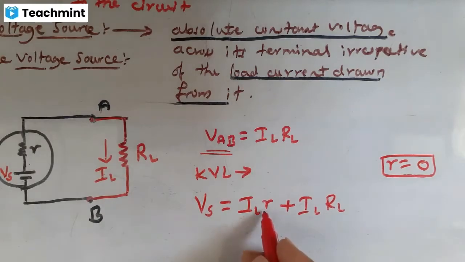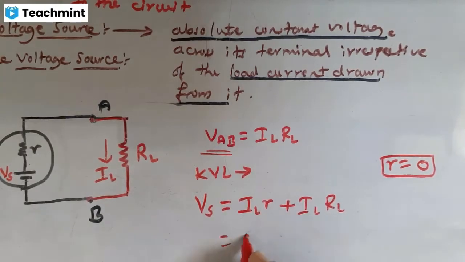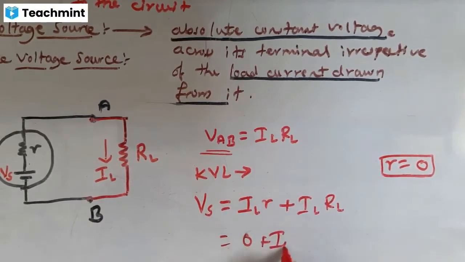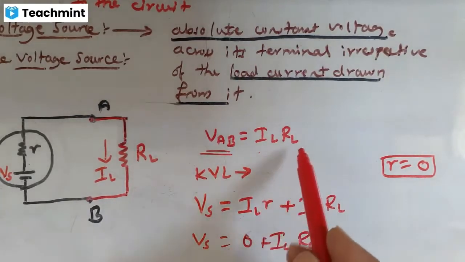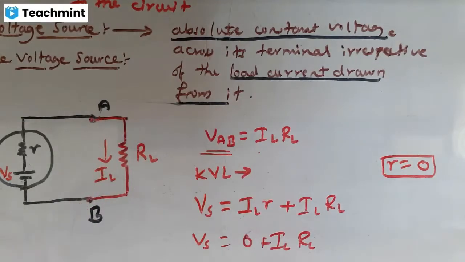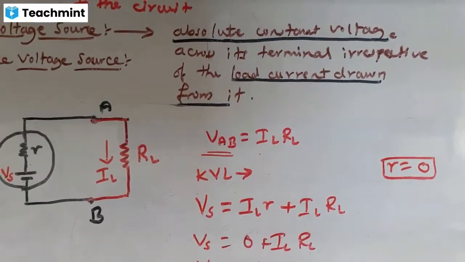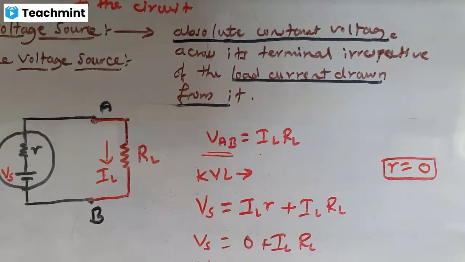Let us put small r equals to zero here now. So this term becomes zero plus IL into RL, again Vs. So what is IL into RL? IL into RL is the voltage across A and B. So we can write Vs equals to VAB. That is, VAB equals to Vs.